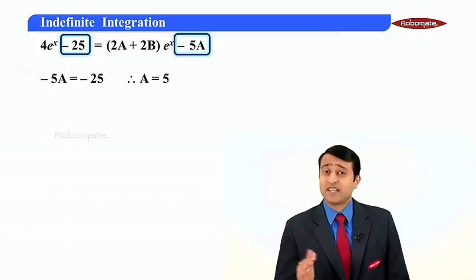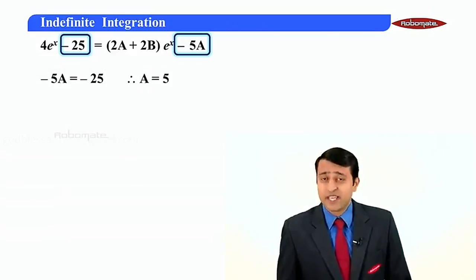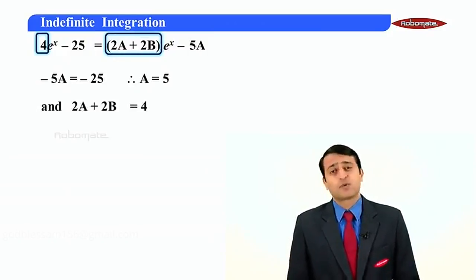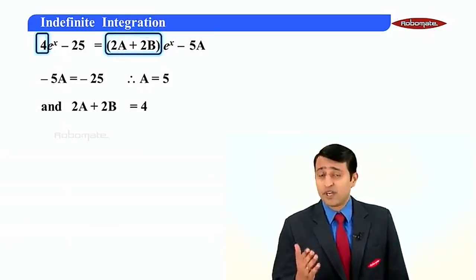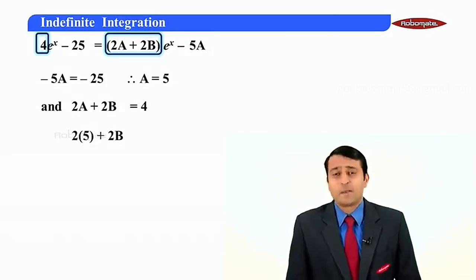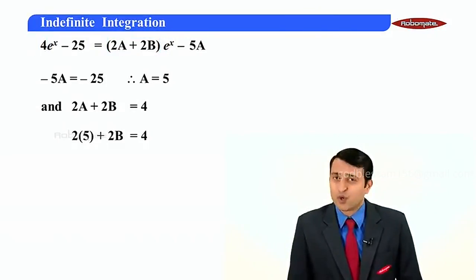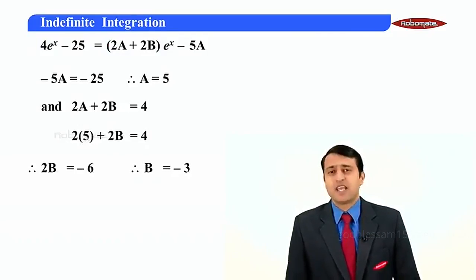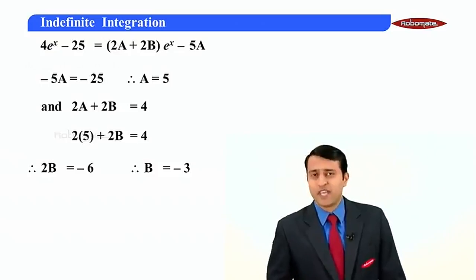Now if I compare the e raised to x terms, we can say that 2a plus 2b is equal to 4. So can I say 2a plus 2b is 4? Out of which we already know the value of a. So we can say that 2 into 5 plus 2b is equal to 4. That is 2b is minus 6 or b is minus 3. Now we have got the values of a and b.